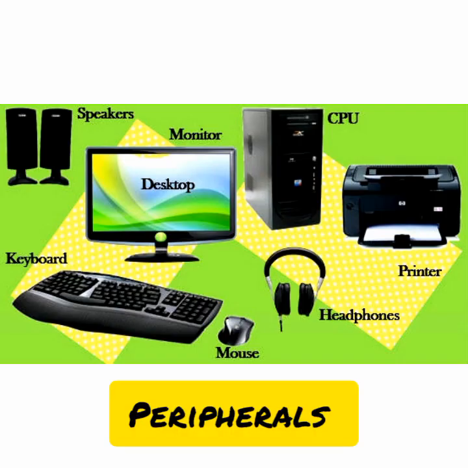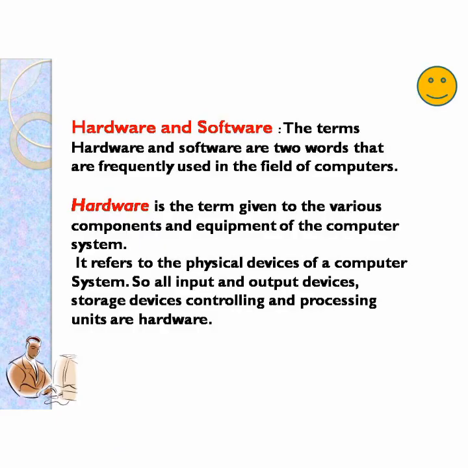Now you can see all the peripherals are here: desktop, headphone, printer, CPU, speaker, then keyboard, mouse. These all are the hardware, also known as peripherals, and these are connected to the computer. Let's discuss hardware and software clearly. The terms hardware and software are frequently used in the field of computers. Hardware is the term given to the various components and equipment of a computer system. It refers to the physical devices of a computer system.